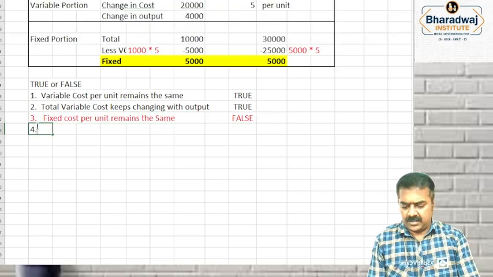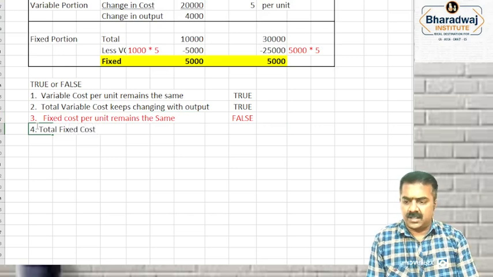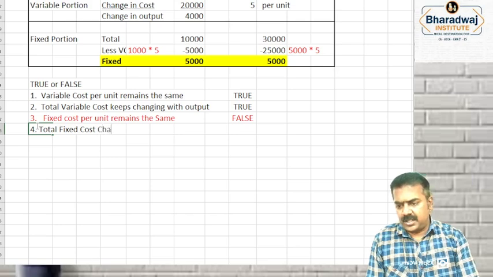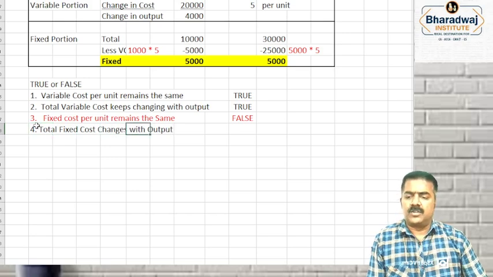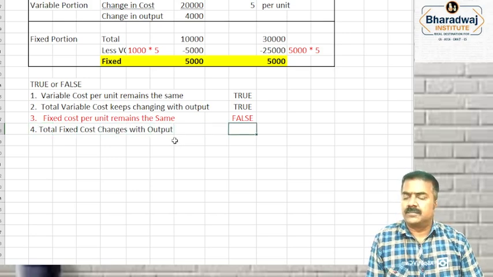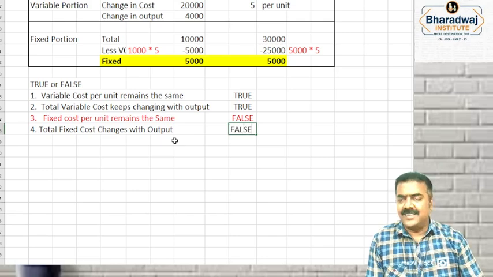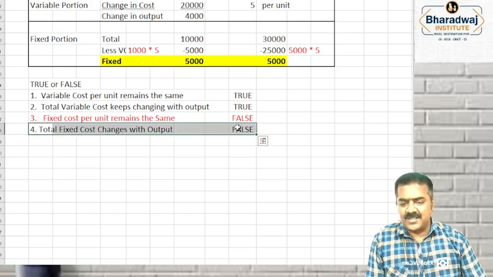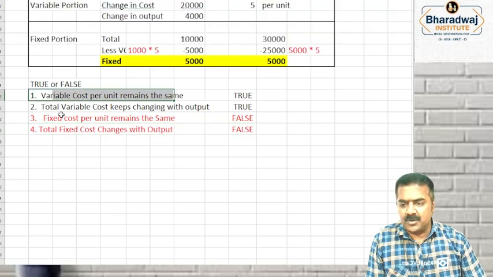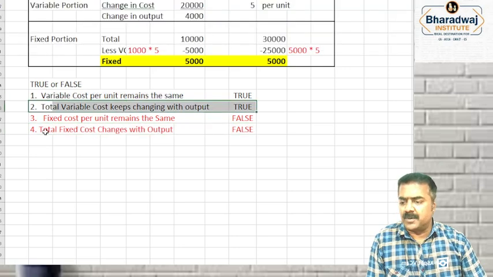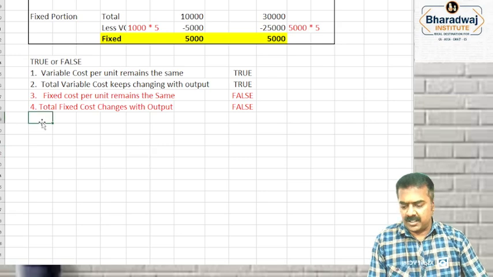Okay. Next. Total fixed cost changes with output. Total fixed cost changes with output. True. False. Why? Total fixed cost will remain the same. Only variable cost will change with output. Variable costs keep changing with output, but total fixed cost will remain the same irrespective of output.